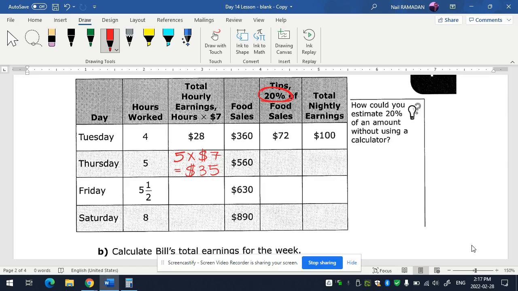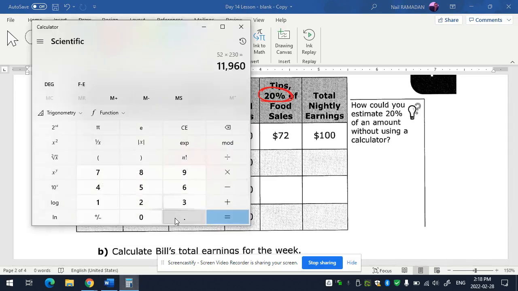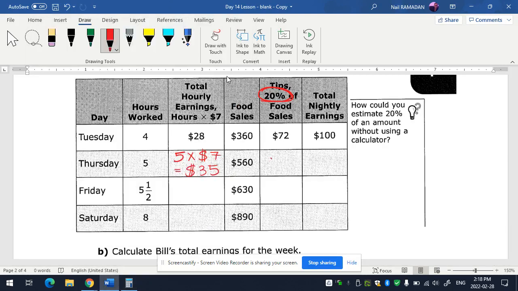20%. So all we have to do now is multiply 20% by 560. We don't have enough space, so I'm just going to write the number. 20% of 560 is $112, which means now we add 35 from the restaurant plus 112 from the customers.